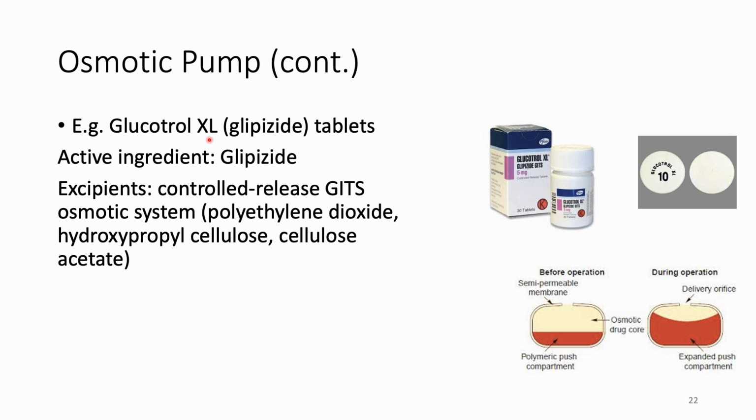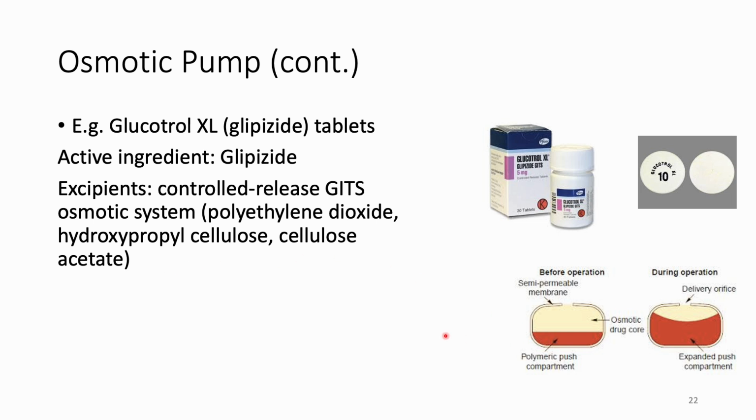This contains glipizide tablets. The active ingredient is glipizide, a drug used for the treatment of diabetes. The excipients for this kind of osmotic pump drug, the GITS controlled release osmotic system, include polyethylene oxide, hydroxypropyl cellulose, cellulose acetate, etc.